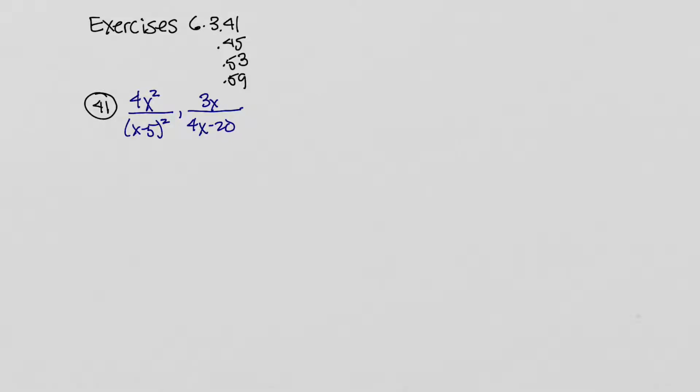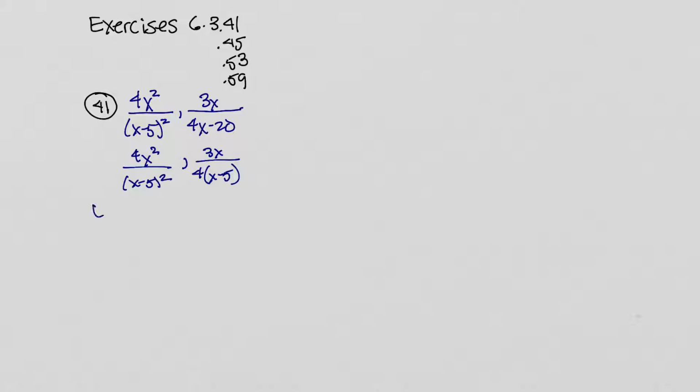Now here in problem number 41, we're given two rational expressions, and again we want to find the least common denominator. So we've got an x minus 5, so that's going to appear, but we need to factor this one. So I'm just going to rewrite this fraction over here, 3x, take out a 4, and I've got x minus 5. I'm going to rewrite this one here, 4x squared over x minus 5 squared. And now I can see what I need to do here.